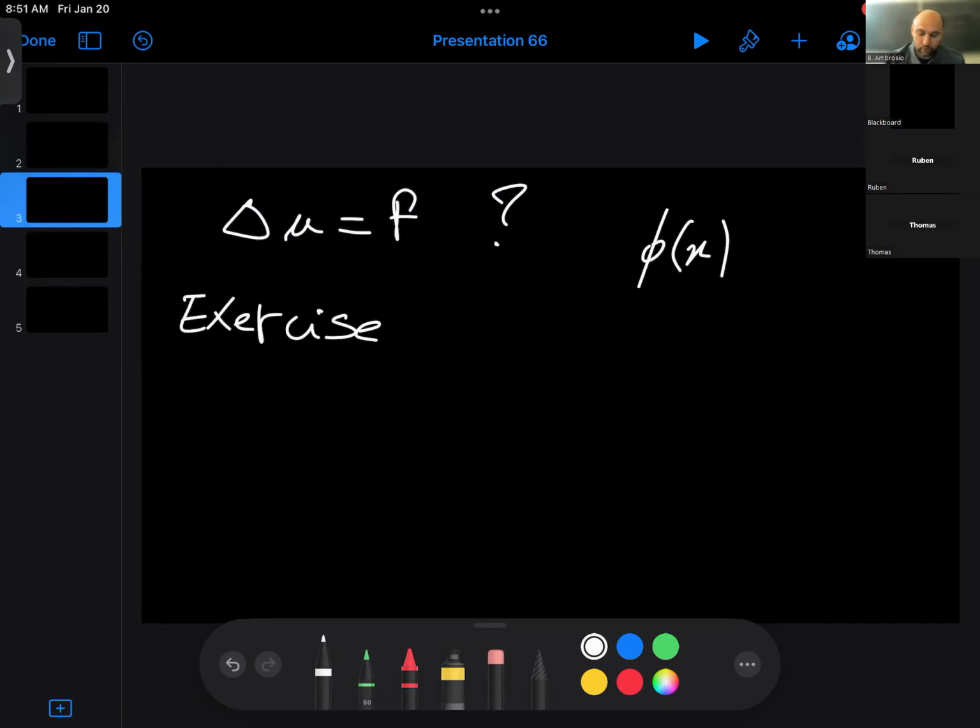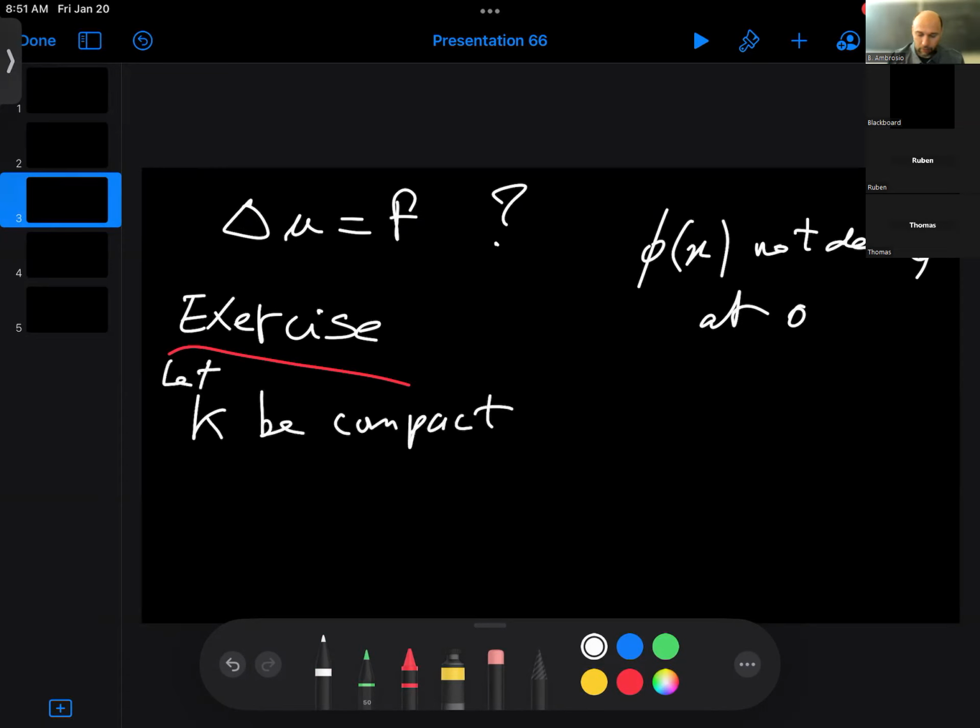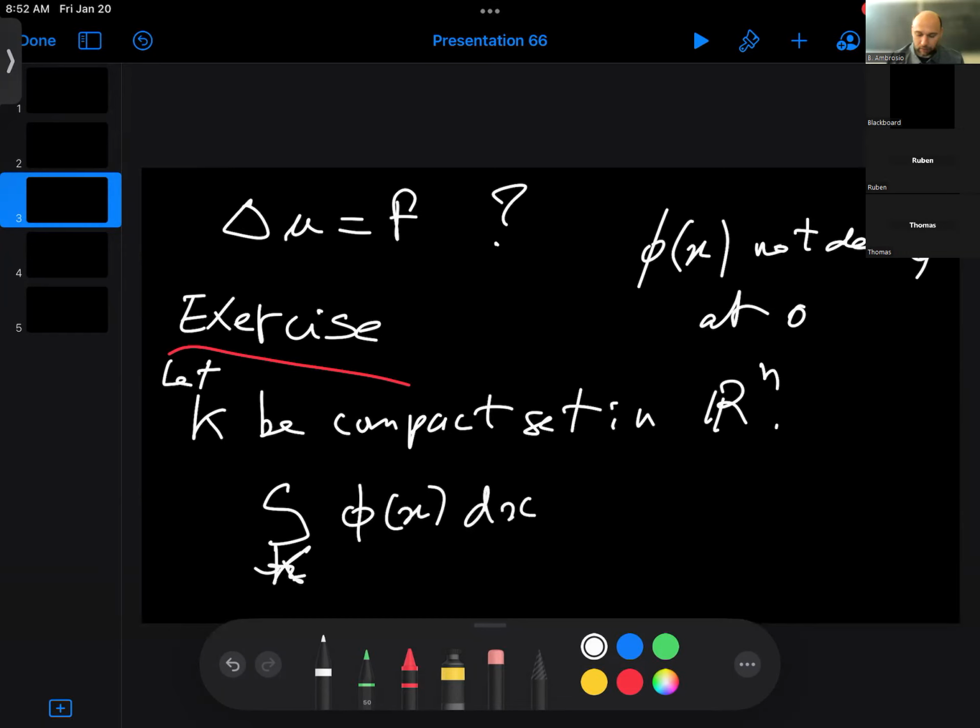And the first thing to deal with is that, well, let K be a compact in R^n. So we would like to prove that the integral over K of phi of x dx is finite. All right, so this is an exercise. Try to do it first in the case n equal 2, then in the general case.